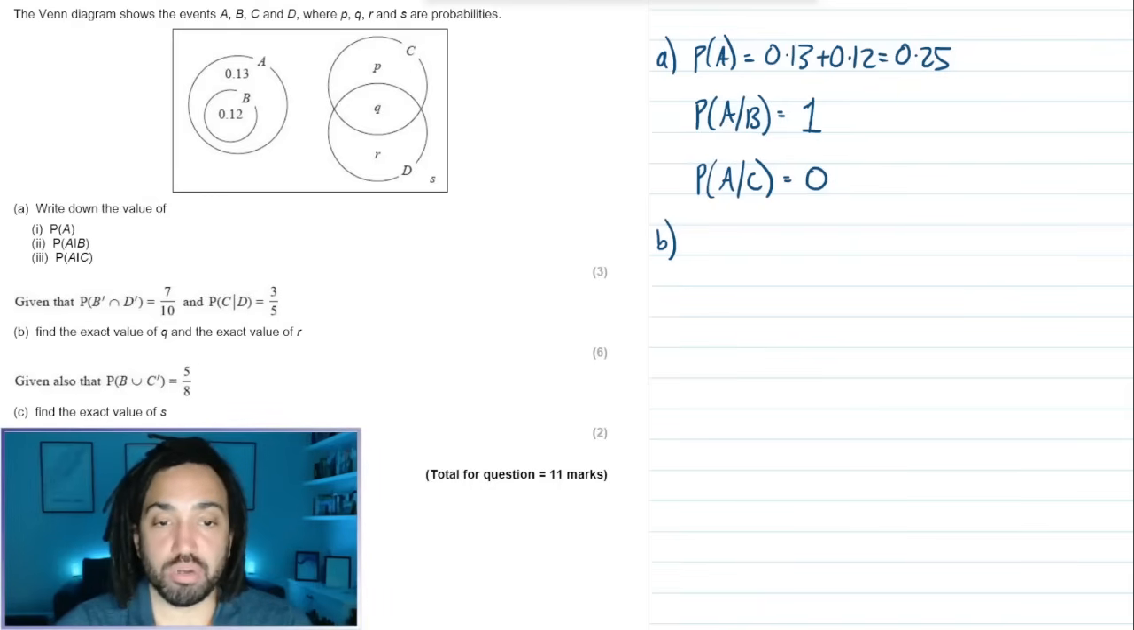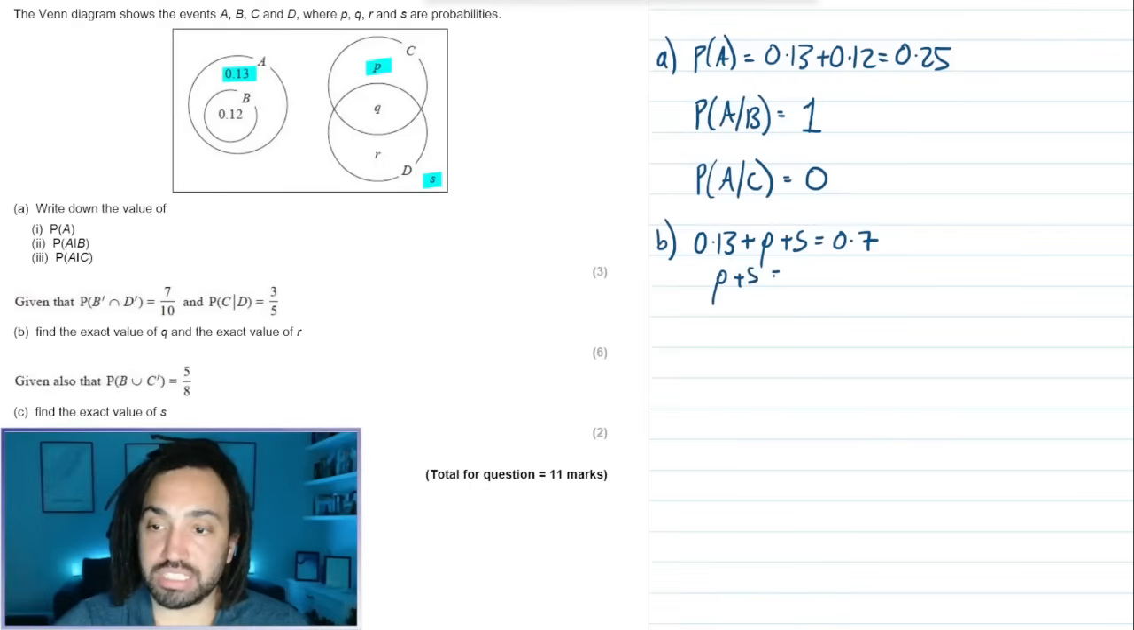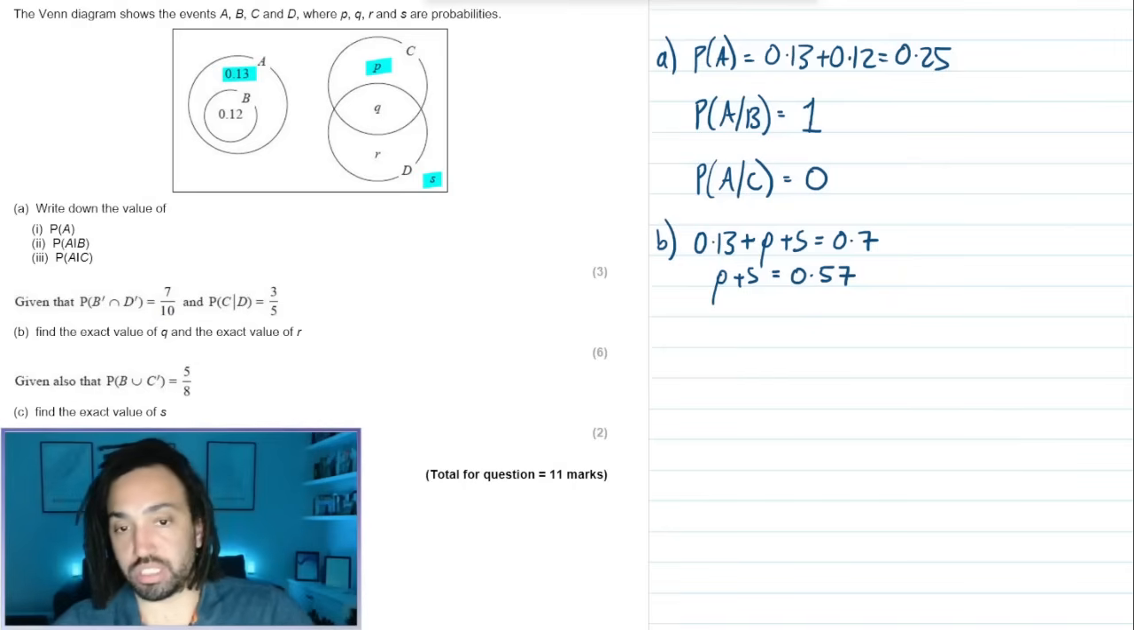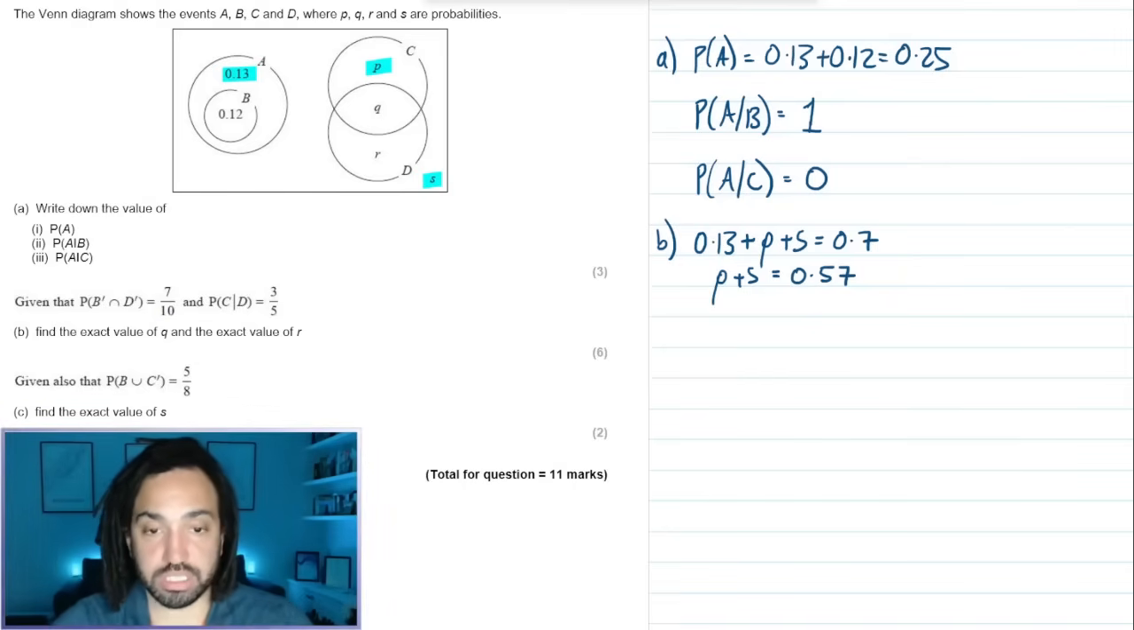So the probability that you are not in B and you are not in D. So it's all those ones. So 0.13 plus P plus S is equal to 0.7. So therefore P plus S is equal to 0.57. Okay, that's a start, but we'll park that because we can't go any further with it.